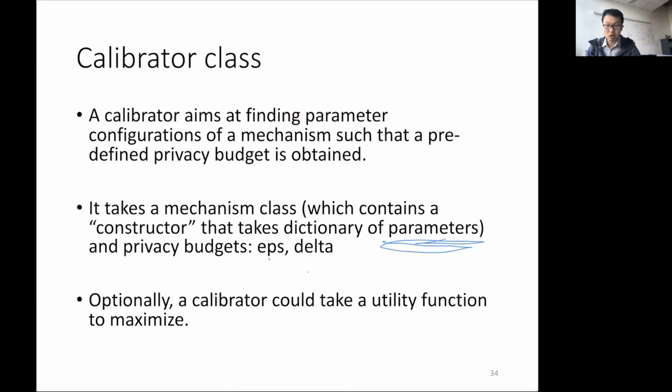When there are multiple parameters to be tweaked, often there is more than one possibility that gives you epsilon delta DP, and some are better than others. So when we have a utility function that's made available in a data-independent way, then we can do that type of maximization by finding, among the configurations of the parameters that give you epsilon delta DP, the one that gives you the maximum utility.